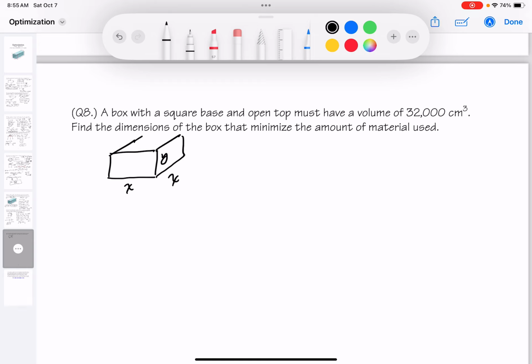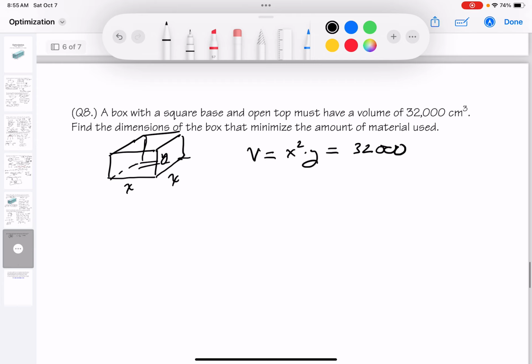And put the box down over here like this. Again, your box doesn't have to be really well drawn, but enough for you to understand what we've got. So the volume is really just x squared times y, and they tell me the volume is 32,000. Find the dimensions of the box that minimize the amount of material used.